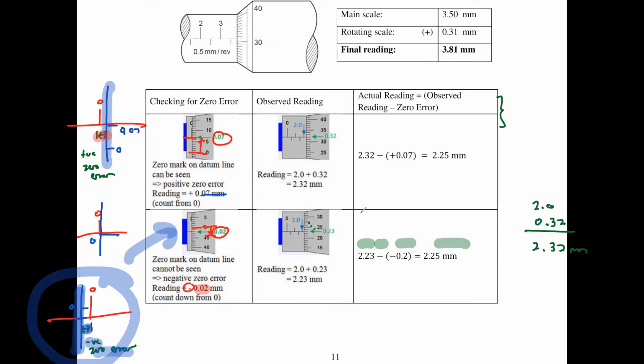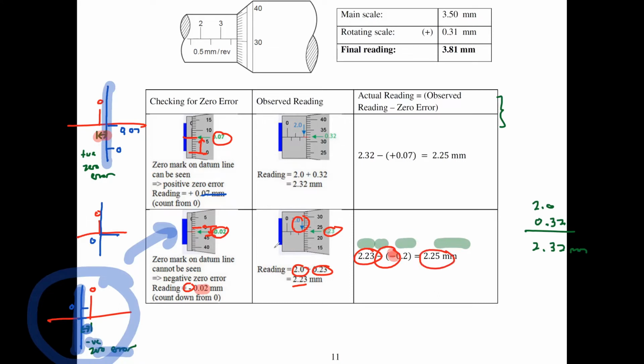Now, when you use this to measure something, and this is the reading that you get, you read it as normal. This one on the main scale is 2. On the rotating scale is 0.23. So it's 2 plus 0.23, giving you 2.23. Then to get the actual reading, you take your observed reading minus off your 0 error. But make sure that when you minus off your 0 error, you include the negative. Once you minus off a negative 0 error, you notice that it actually adds up. It becomes plus. This is your actual reading.